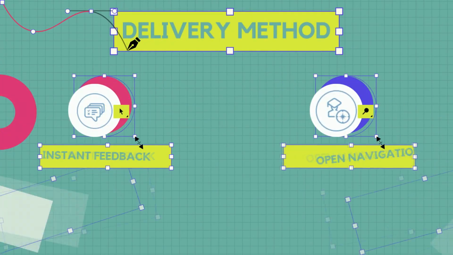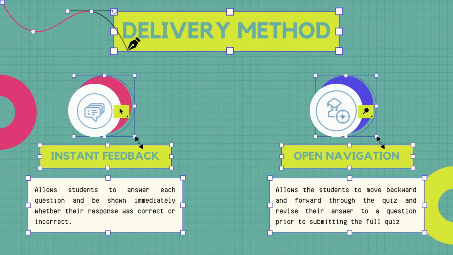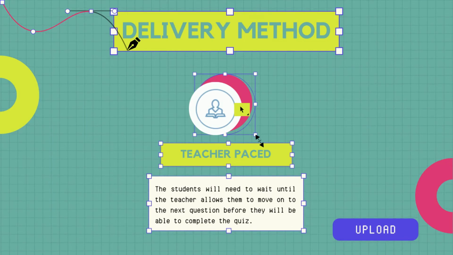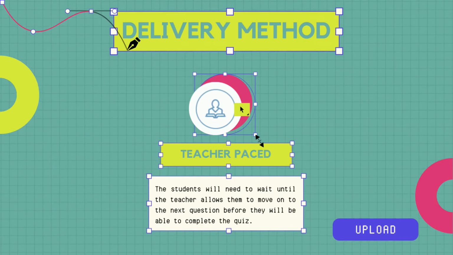Instant feedback allows students to answer each question and be shown immediately whether their response was correct or incorrect. Open navigation allows the students to move backward and forward through the quiz and revise their answer to a question prior to submitting the full quiz. And lastly, teacher pace. Here, the students will need to wait until the teacher allows them to move on to the next question before they will be able to complete the quiz.